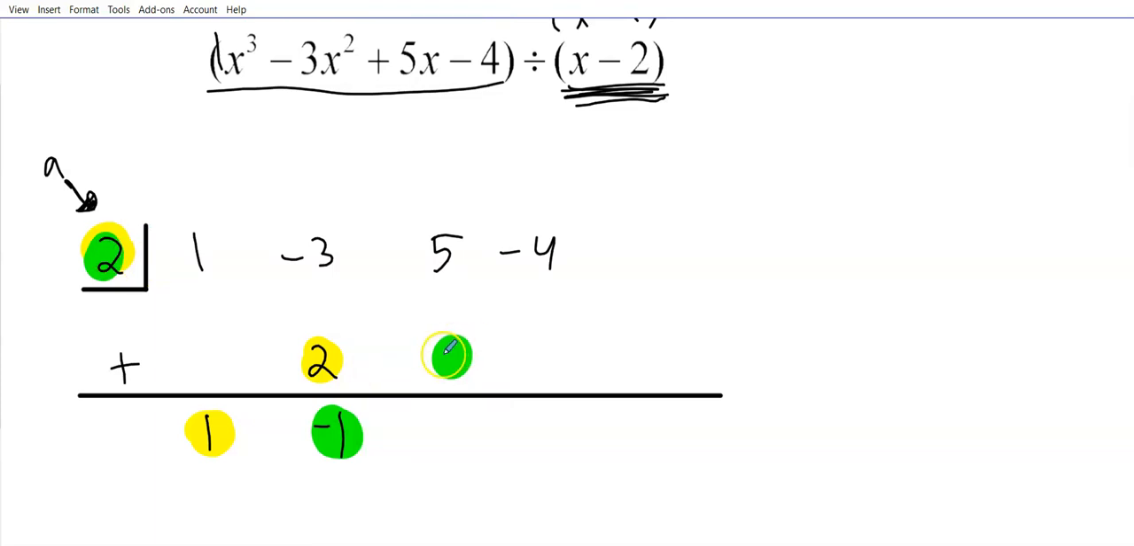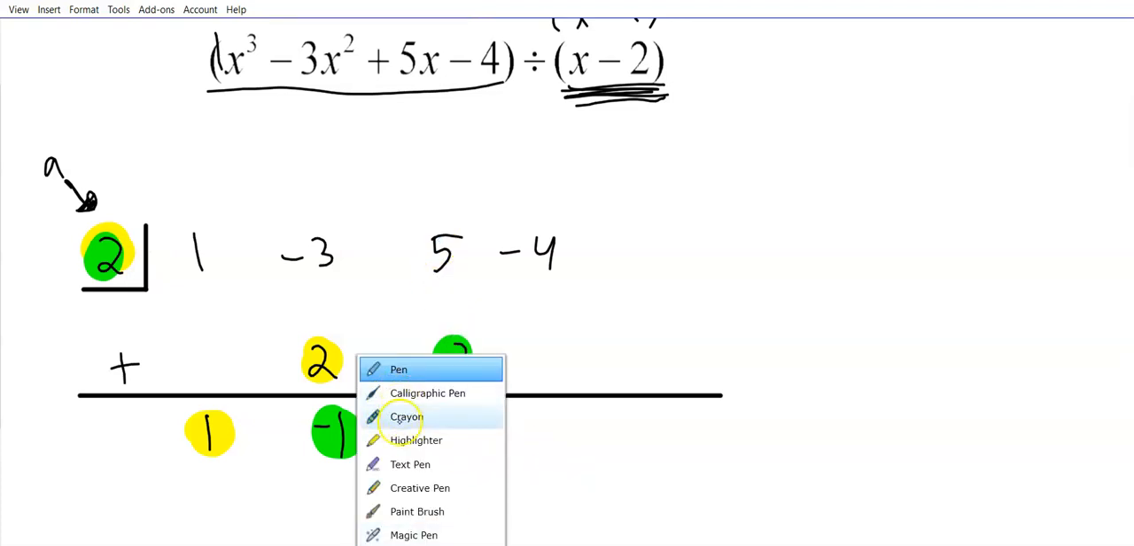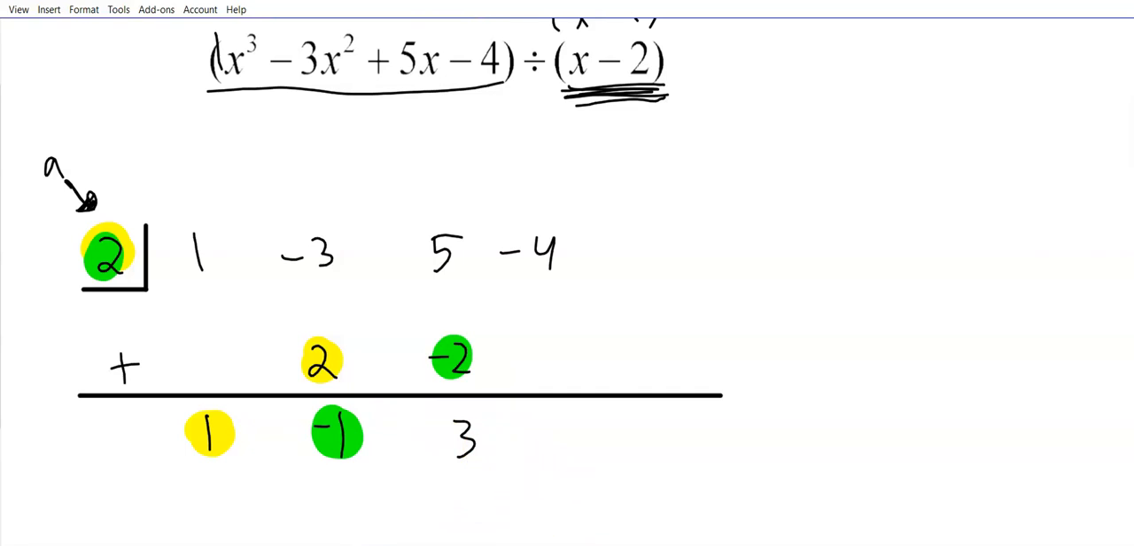So 2 times -1 is -2. Now I'm going to add vertically, so that's a 3. And now you take this term and this term and you put it here, and you multiply it and you put it here. So this would be 2 times 3 is 6, which is a +2. Always draw a line after you get that last digit. That is your remainder. You want to separate it from your problem.